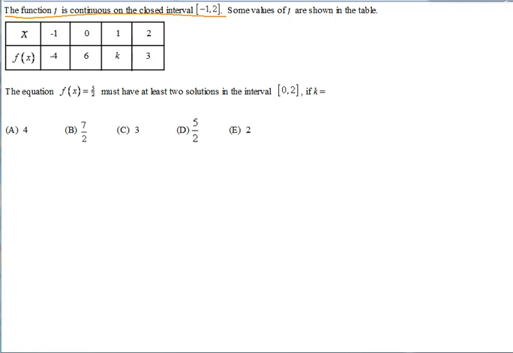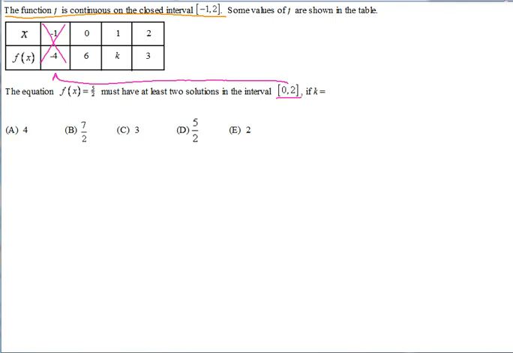So notice the slight difference. This says -1 to 2, this says 0 to 2. So what happens at -1 to 4 is not in an interval from 0 to 2, so that's irrelevant for our problem. It's not an interval we're looking at. So be careful and see if the intervals are the same. Sometimes they might be, but not in this case.